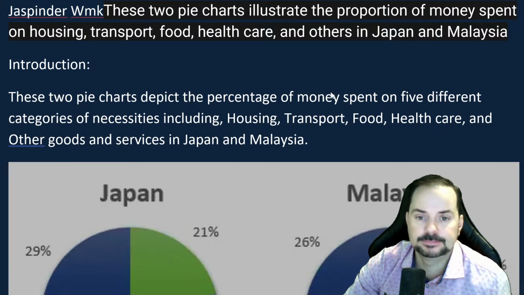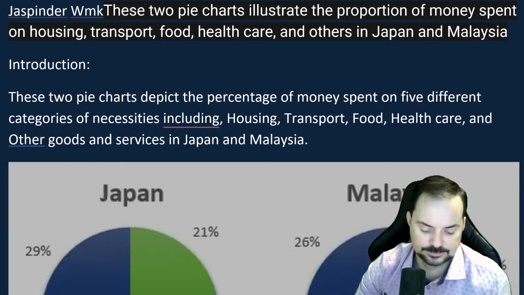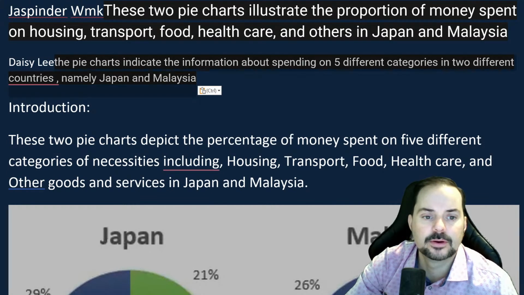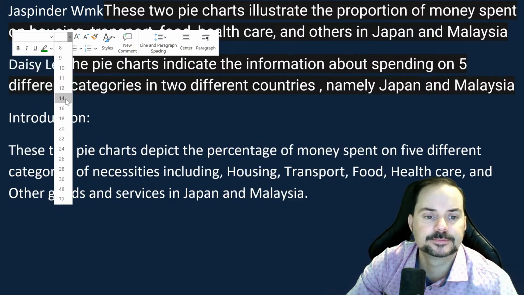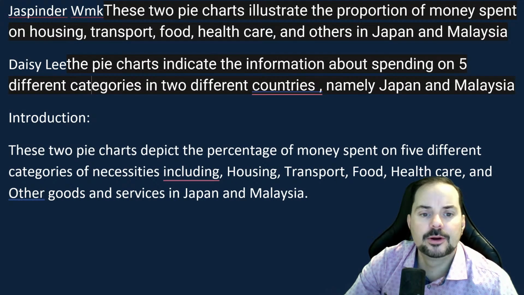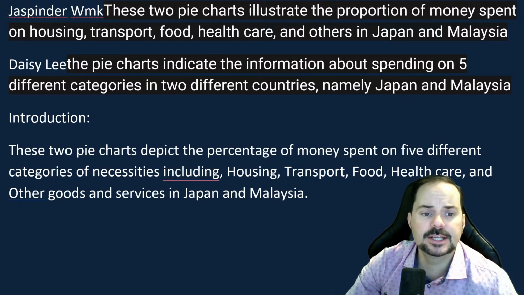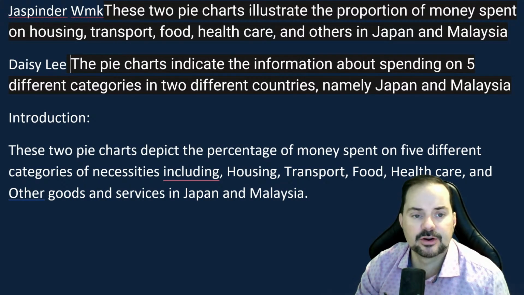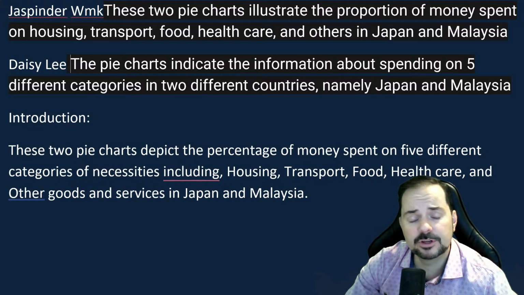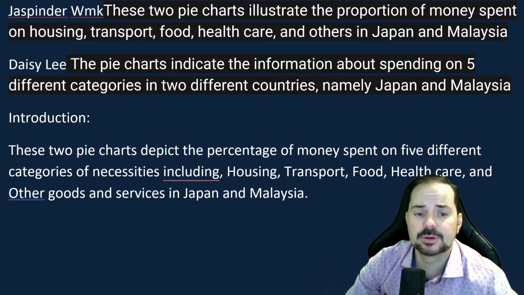Daisy Lee writes, the pie charts indicate the information about spending on 5 different categories in 2 different countries, namely Japan and Malaysia. Daisy, it's good. Let's capitalize that first letter always, okay? So students, whenever you practice, do pay attention to punctuation and capitalization. It's very important that you learn that accurately, okay?